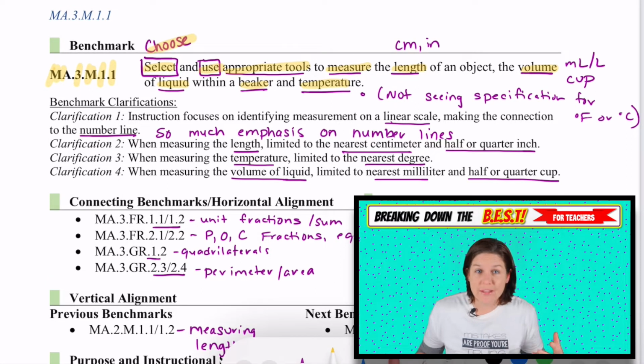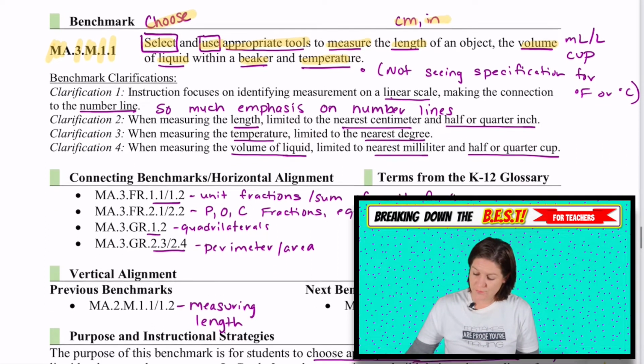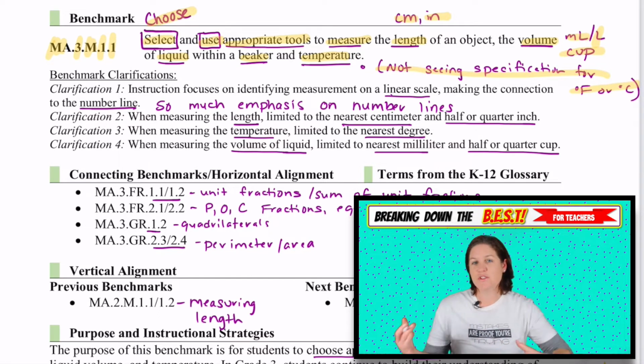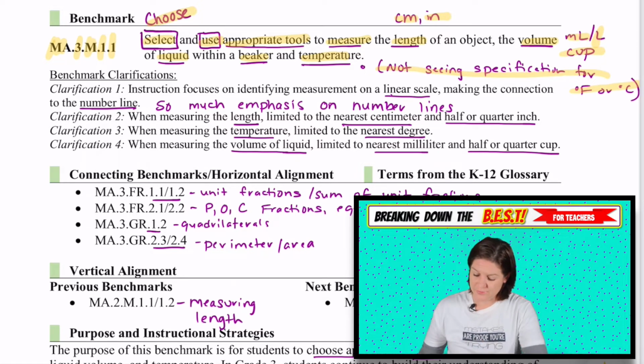So when we are talking about length, we're talking about to the nearest centimeter or to the nearest quarter of an inch, okay? When we're talking about the volume of a liquid within a beaker, that would be using milliliters or liters and cups. And for temperature, I was not seeing any specification for degrees Fahrenheit or degrees Celsius, but let's just assume that we'll be using both. In taking on the B.E.S.T, focus mostly on degrees Fahrenheit because that's what we typically use in the States. However, degrees Celsius could absolutely come into play unless we get some more clarification there.